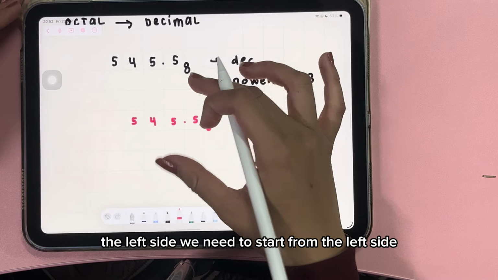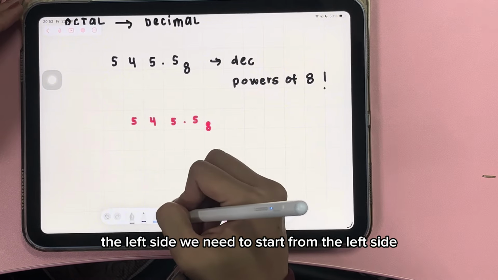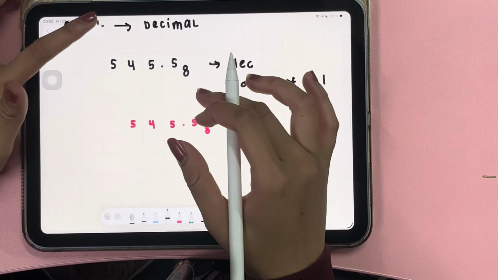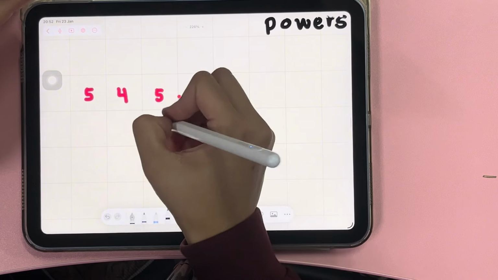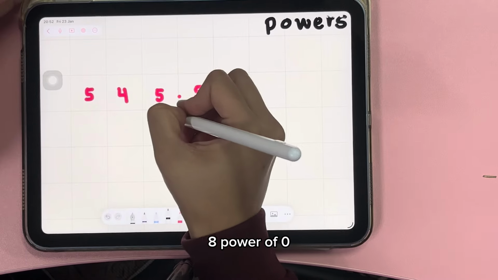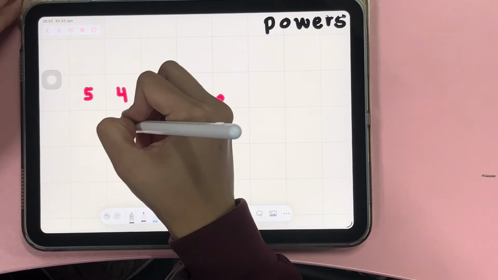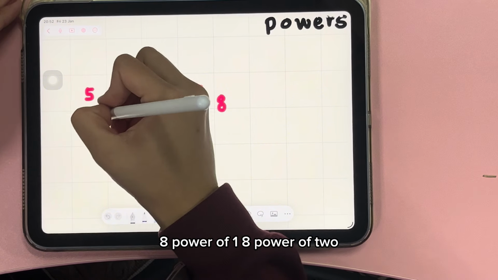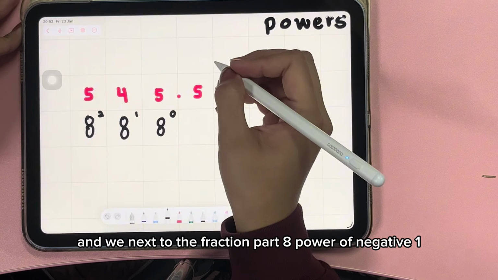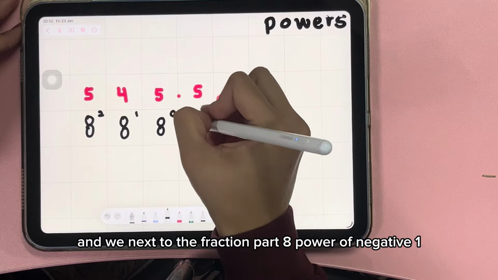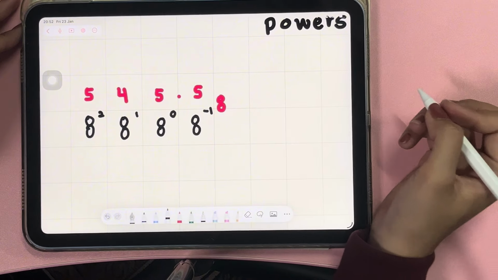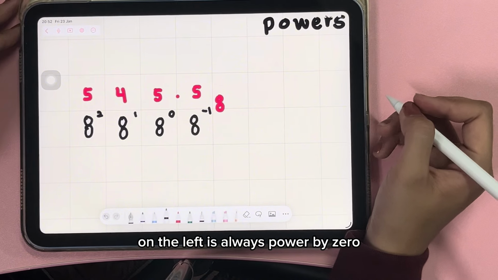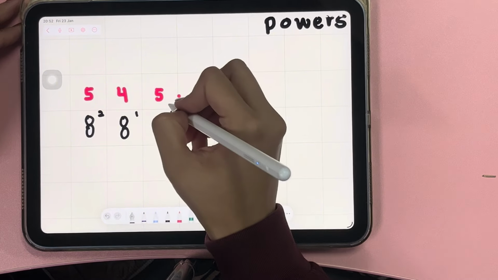On the left side, we need to start from the left side. 8 power of 0, 8 power of 1, 8 power of 2, and next to the fraction part, 8 power of negative 1. You need to remember the digit close to the decimal point on the left is always powered by 0. This one.